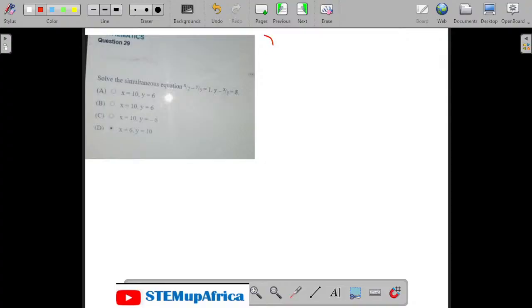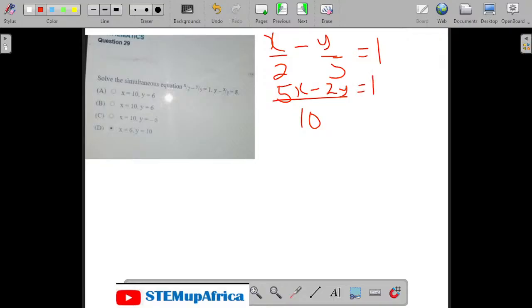So we are having x over 2 minus y over 5 is equal to 1. I will simply take the LCM here directly. If I take the LCM, the LCM will be 10. Here is now 5x minus 2y over 10 equals 1. If I cross multiply, here will give us 5x minus 2y equals 10. So let's take that as equation 1. Then equation 2, let's make y the subject of the formula. My y will give me 8 plus x over 3.